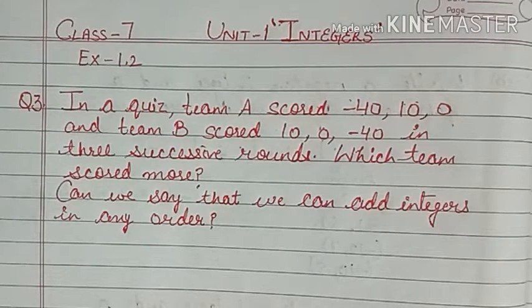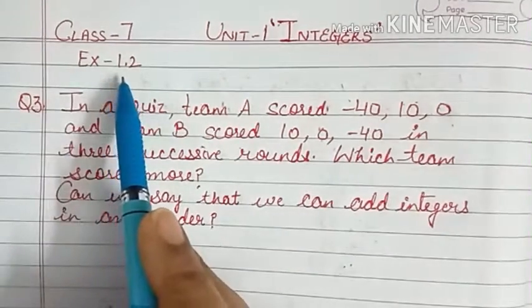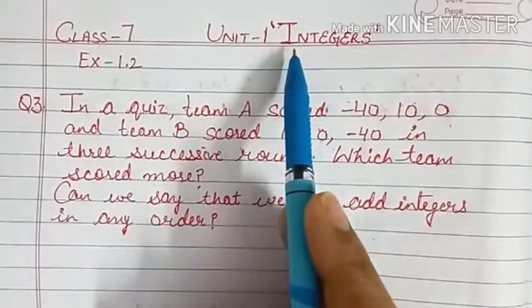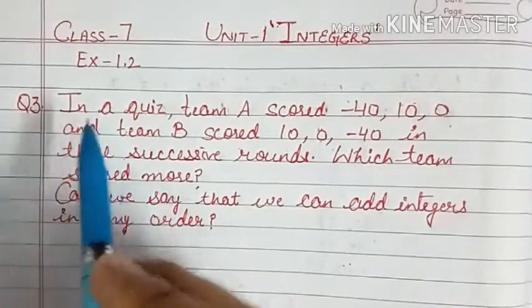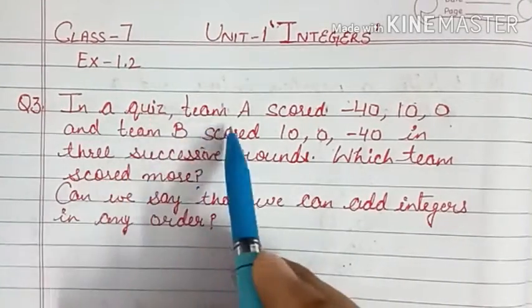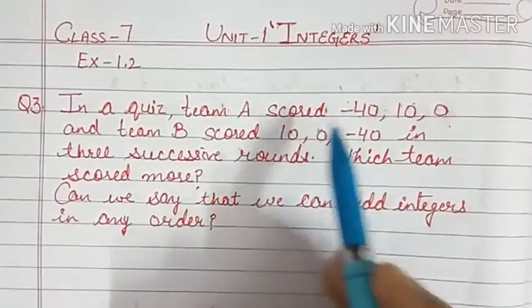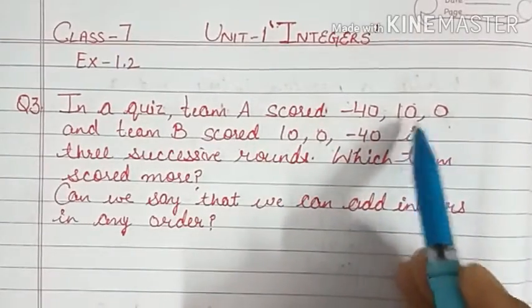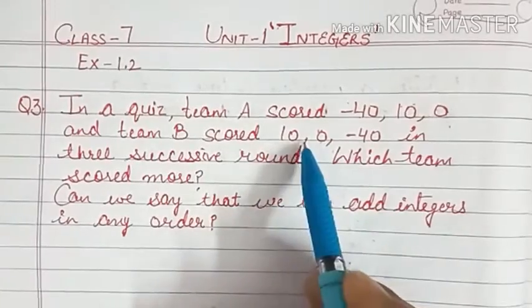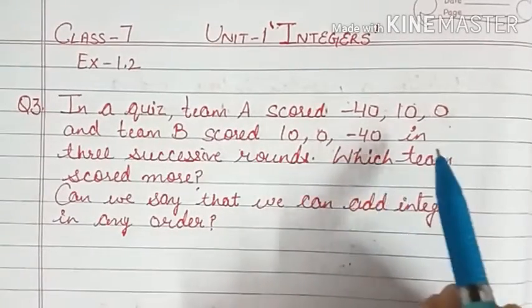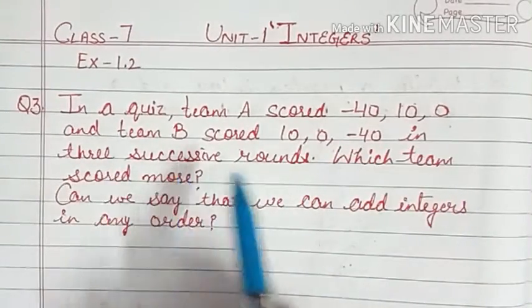Hello students, today we are going to do question number 3 of exercise 1.2, unit 1 integers, for class 7. So here is question number 3. In a quiz, team A scored -40, 10, 0 and team B scored 10, 0, -40 in 3 successive rounds.